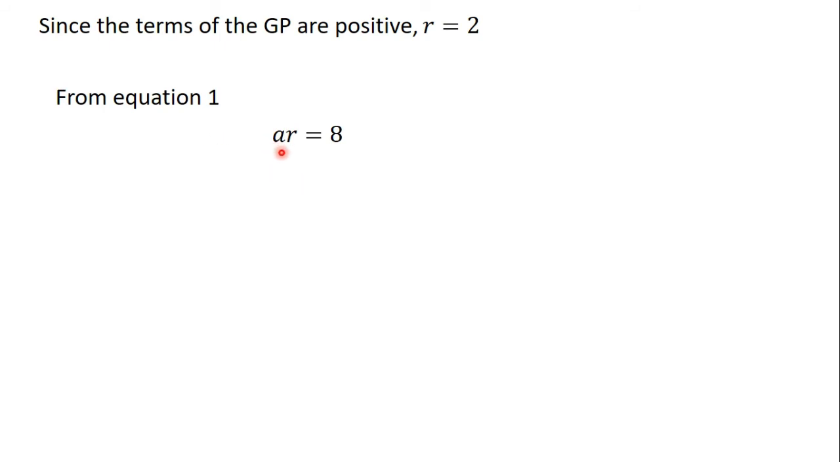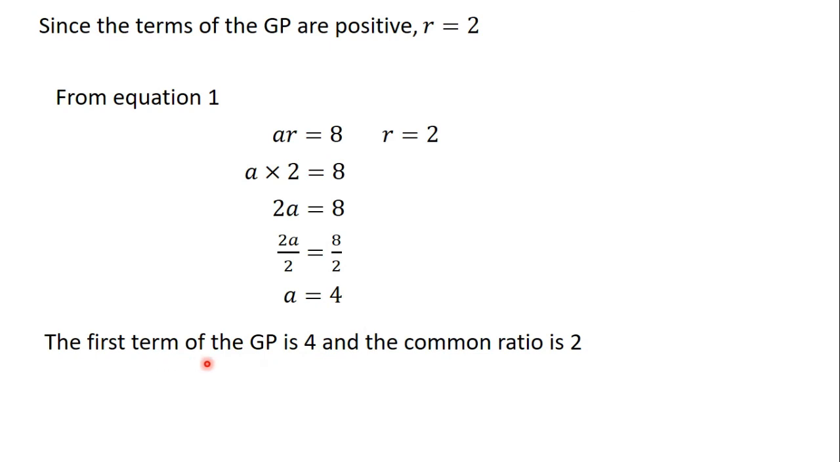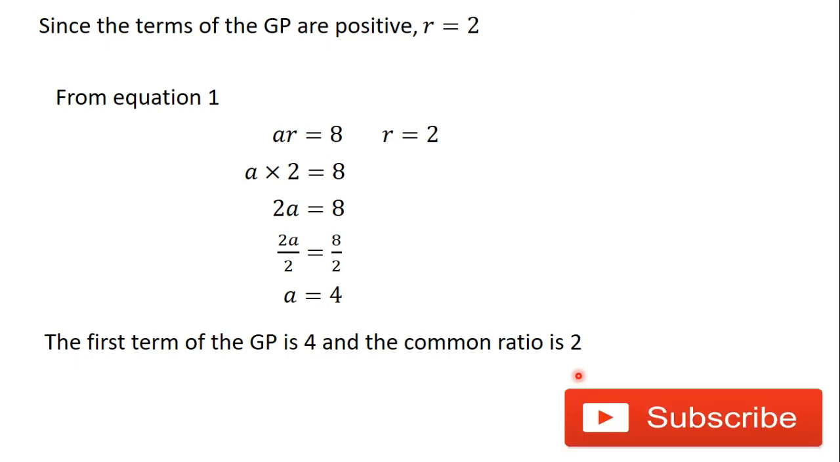From equation 1, we know that ar is equal to 8. So if r is equal to 2, then we will have a times 2 is equal to 8. This will give us 2a is equal to 8. So we divide the left-hand side by 2, we divide the right-hand side by 2, and a will give us 4. Remember that r is the common ratio of the GP and a is the first term. We have found r to be 2 and a to be 4. So we can say that the first term of the GP is 4 and the common ratio is 2.